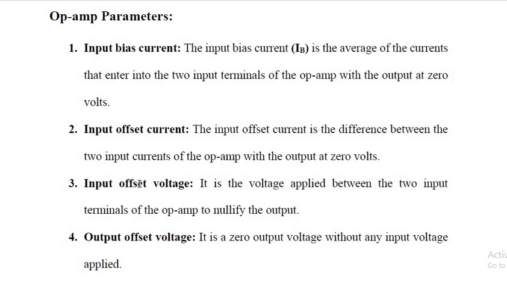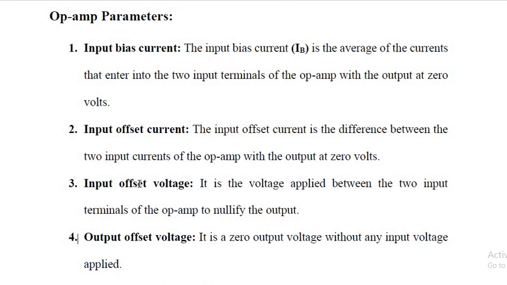Input bias current is the average of the currents that enter into the two input terminals of the op-amp with the output at 0 volts. We know the two input terminals are inverting terminal and non-inverting terminal. So it is the average of the currents that enter into the two input terminals when the output is 0.